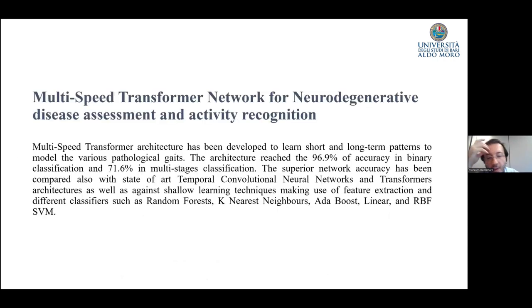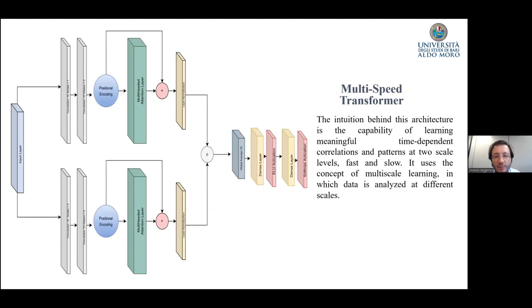Then I used neural networks on the same problem. I invented the multi-speed transformer network for neurodegenerative disease assessment and also activity recognition. Let's go directly to the architecture. The intuition behind this architecture is the capability of deep learning to learn meaningful time-dependent correlations and patterns at two scale levels, fast and slow.